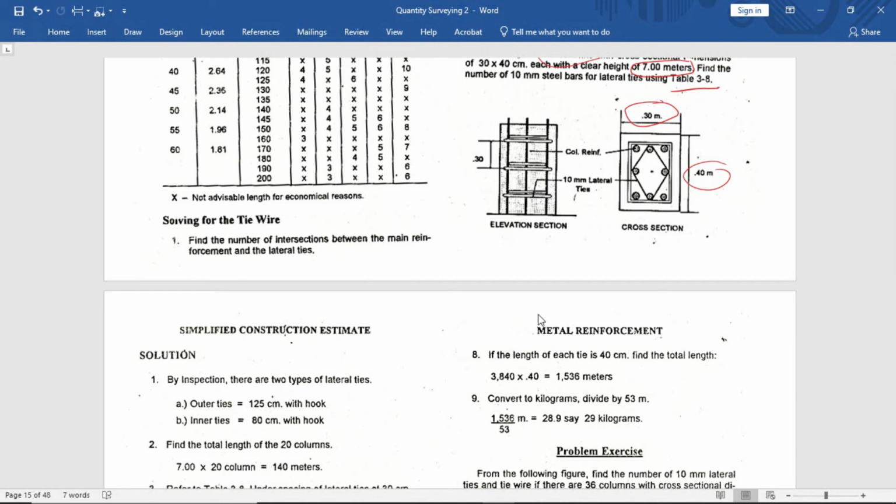Similar lang sa isang example. There are inner and outer ties. By inspection, makikita natin na ang total length ng outer tie is 125 centimeters. Ulit ko lang, this is 0.30, so 40, so 220. 40 naman dito, ito ay 320. So, 320 times 2 plus 220 times 2 plus 120.